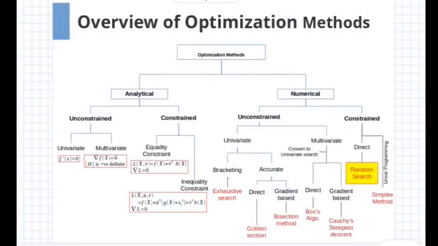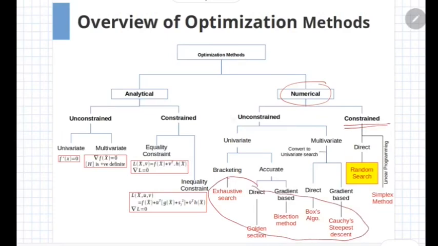Before we proceed further, let's understand how the random search algorithm fits into the overall scheme of algorithms we have studied yet. Obviously, the random search algorithm is a numerical method. The implementation of the method that we are going to see is as applied to constraint problems. Note that all the algorithms that we have previously seen correspond to the unconstrained problems, except for the simplex method, which is an example of constraint problem.